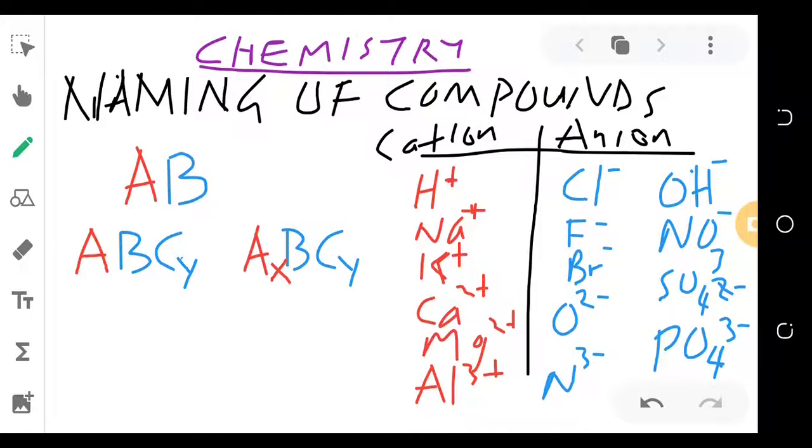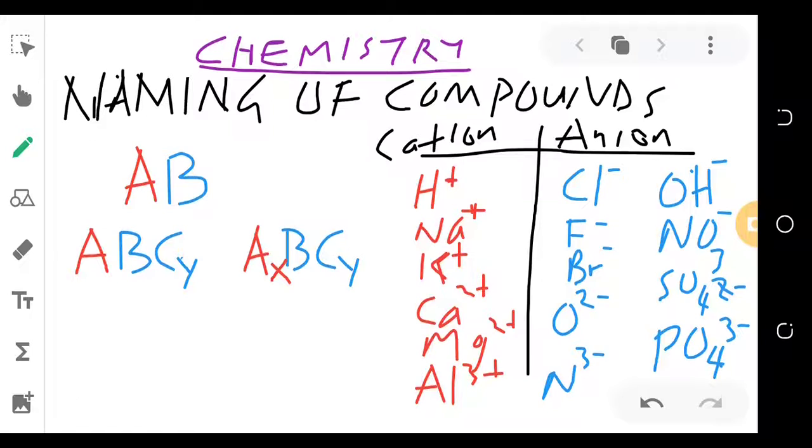I am Salahuddin Abdulwasiu, and today we'll be looking at naming of compounds. Now, compounds are usually formed when two or more elements come together and are combined chemically. Compounds can be grouped into two. We can classify compounds into two.